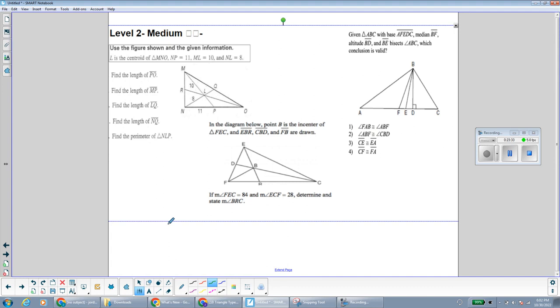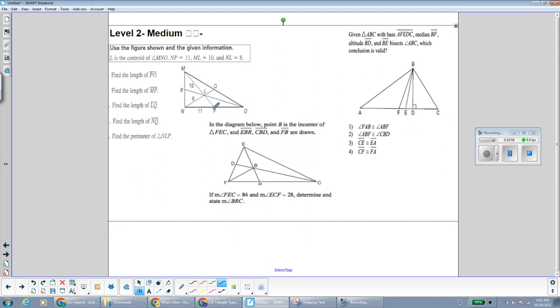Moving on to another example, we are told that L is the centroid of this triangle. So these segments here are medians. They tell us that NP is 11, ML is 10, and NL is 8. I suggest pausing the video to answer these questions over here.